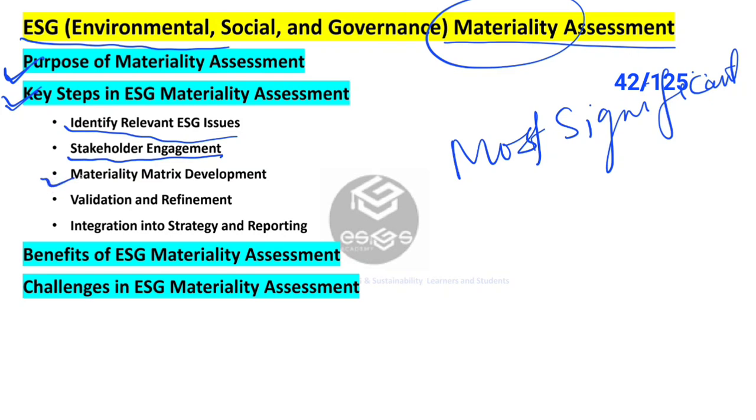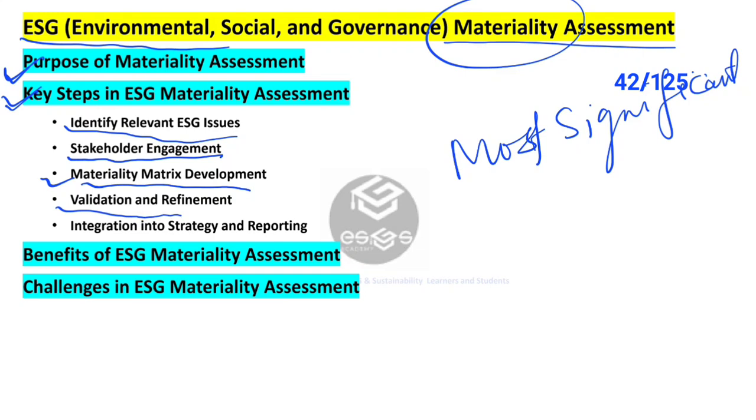Next is materiality matrix development. We set the prioritization criteria, for example impact on financial performance, stakeholder interest, and regulatory significance, to evaluate and prioritize ESG issues. For matrix construction, we plot identified ESG issues on a materiality matrix based on their impact, high, medium or low, and significance as well, high, medium or low. Then the next step is validation and refinement.